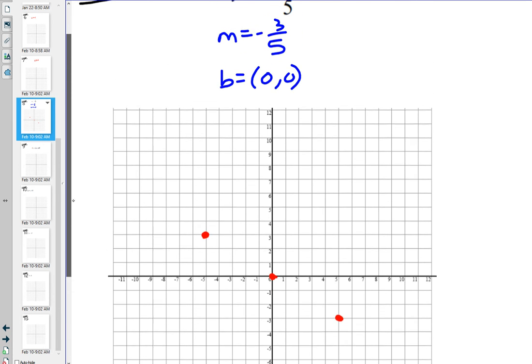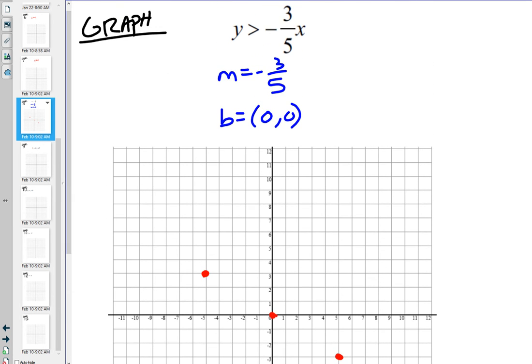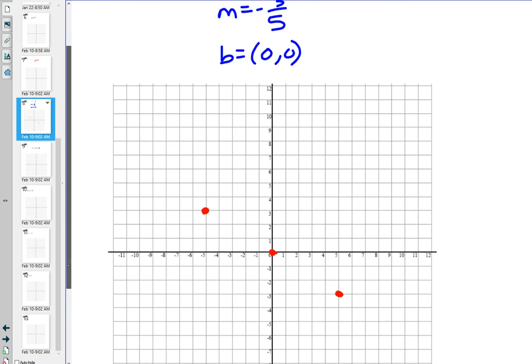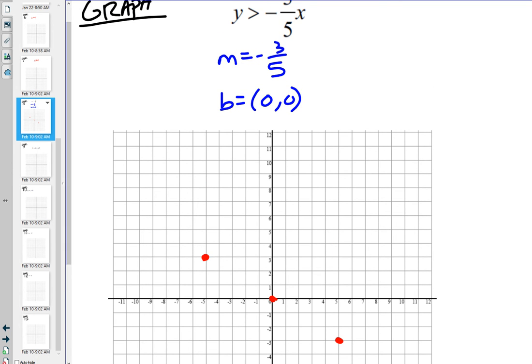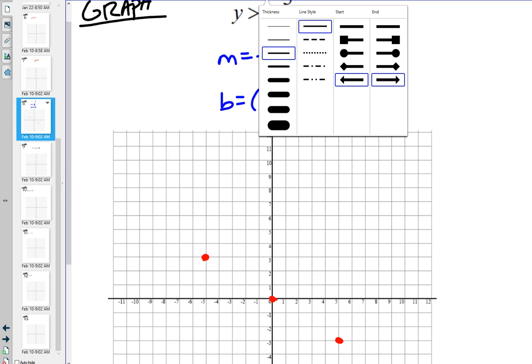Crystal, what type of a boundary is that going to be? Hold on. I don't know. Yeah, it's going to be broken because there's no or equal to sign underneath. Oh, yeah.